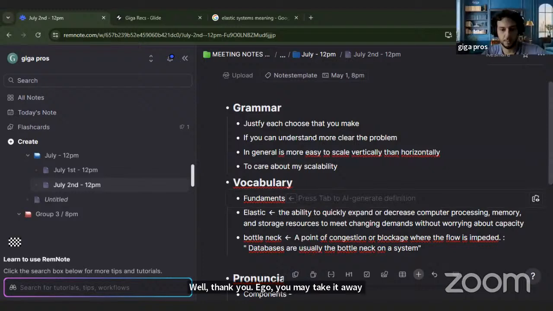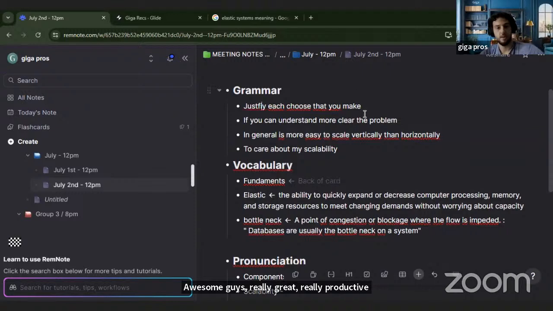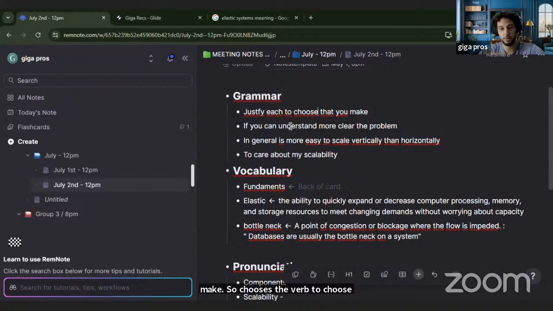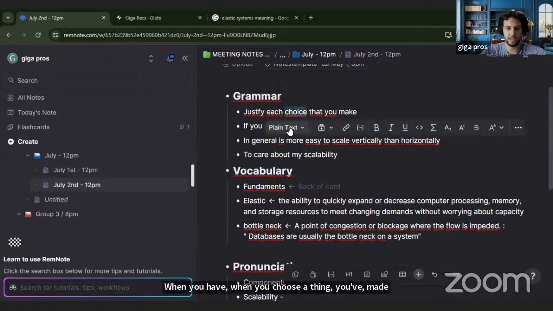Awesome, guys. Really great, really productive discussion today. I have just some notes on grammar, vocabulary, and a little bit of pronunciation. First things first, on grammar: justify each choice that you make. Choose is the verb, to choose. When you choose a thing, you've made a choice. So choice is the noun, the thing that you make.